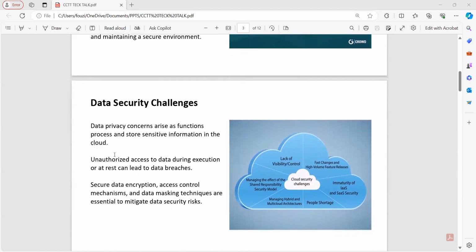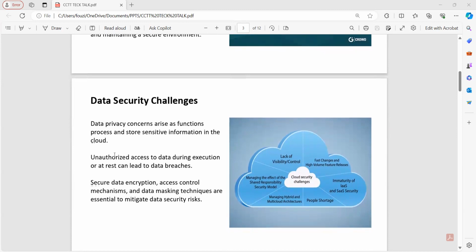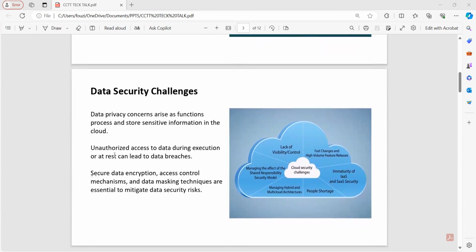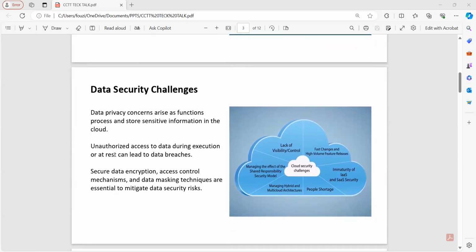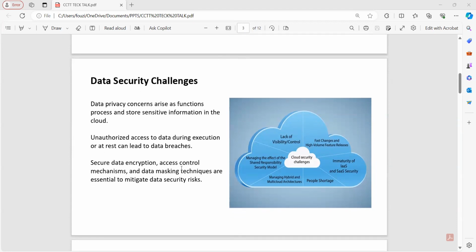Data security challenges: data privacy concerns arise as functions process and store sensitive information in the cloud. Unauthorized access to data during execution or at rest can lead to data breaches. Secure data encryption, access control mechanisms, and data masking techniques are essential to mitigate data security risk. So we can use these techniques to mitigate the data security risk.